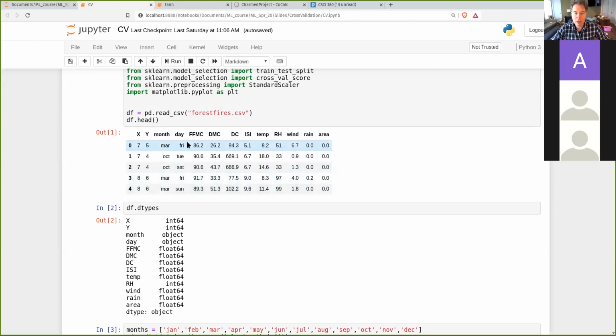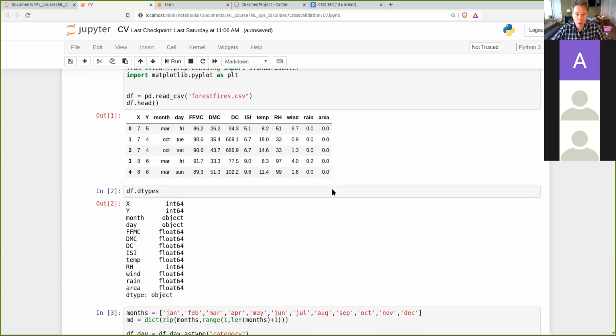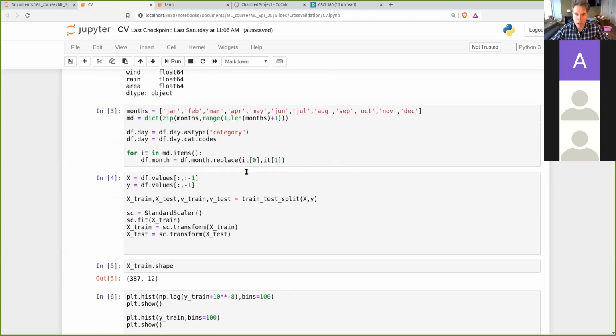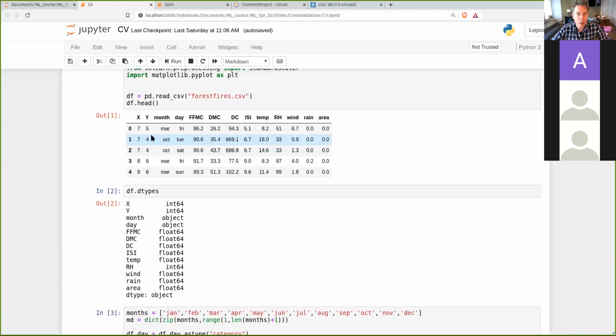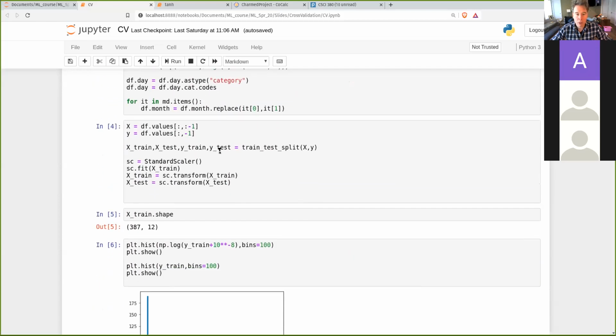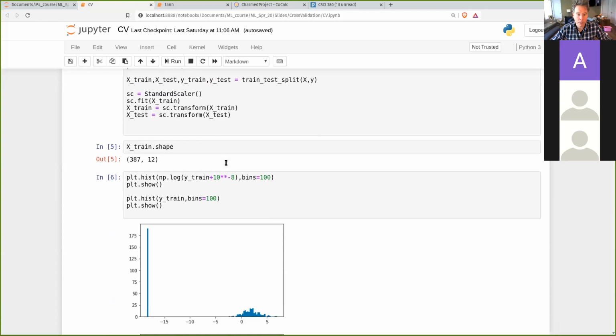But these are facts about regions in Portugal, I think, and the target variable here is this last column, which is the area. That's the area that's burned in the forest fire. And it has a real tendency, 0 is very overrepresented here. So I changed all the months to numbers and changed all the days of the week to numbers. And then we just do a test train split and scaler and stuff.